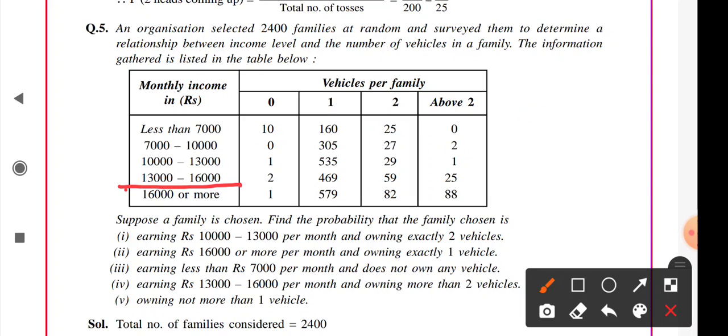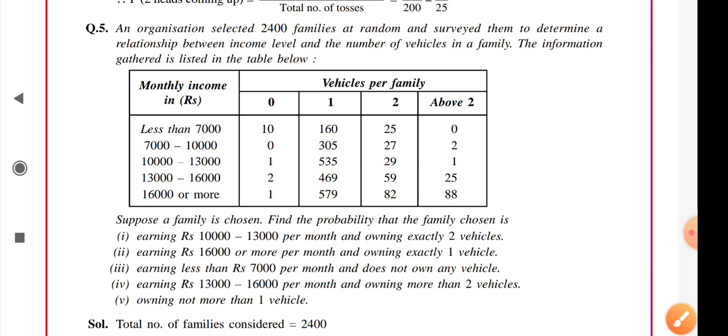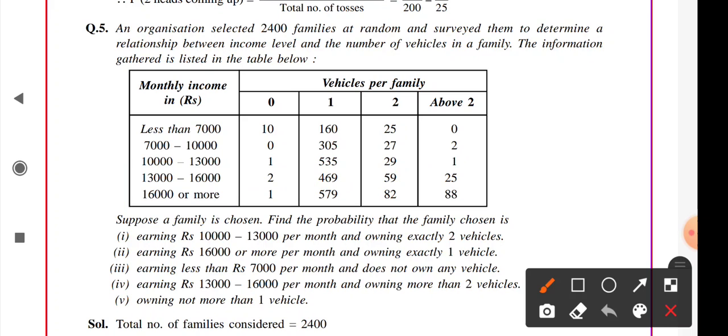Similarly, I am going to explain one more. If the monthly income is 13,000 to 16,000, there are 2 such families which are having 0 vehicles, and 469 families which are having 1, 59 which are having 2, and 25 which are having more than 2. Now if you understand that, you can easily give the answers to these questions.